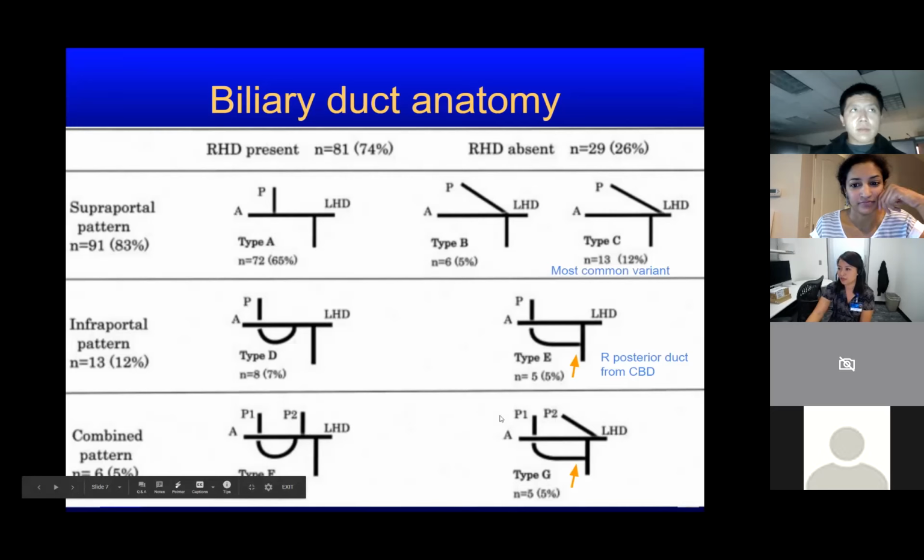There are these variants where, as Aarti was telling, the right posterior duct can arise directly from the CBD, and that could be problematic for our surgeons if they don't know that, because they can mistake this for a cystic duct and accidentally clip it, which was done in Aarti's case.